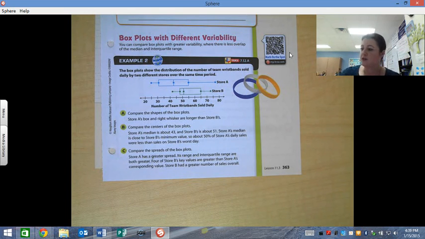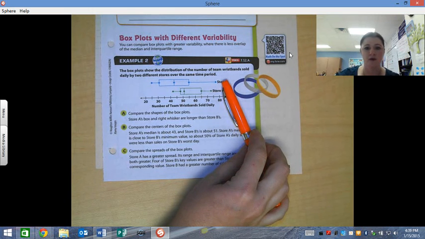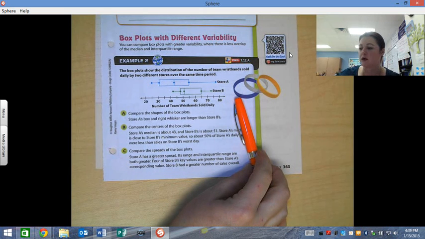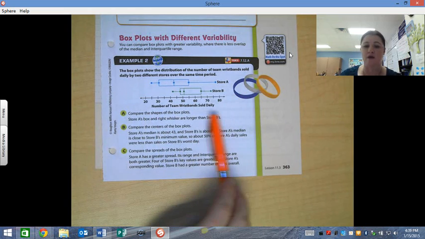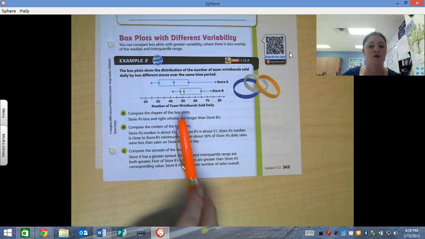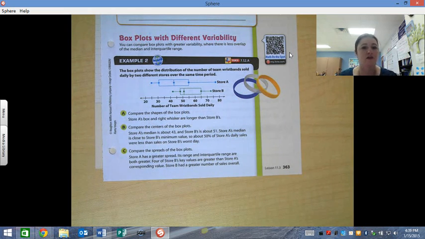So notice we have store A right here in blue, and we have store B right here in green. And then underneath the bottom, we have our label, so we know what we are looking at. We're looking at the number of team wristbands sold daily by these 2 different stores. First thing, same steps as before. We need to compare the shapes of our box plots.